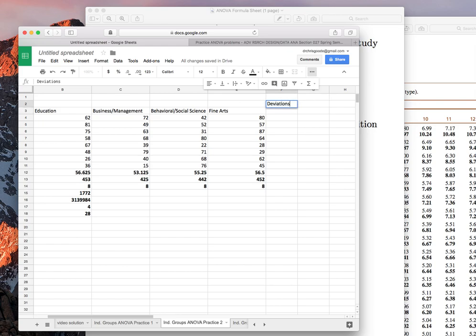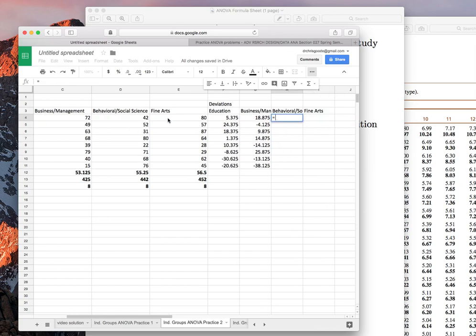We'll do deviations for all 4 of our groups, and that's just the score minus the mean for that group. But let's reference that mean all the way down and copy that. We're just going to do this for all 4 of our groups. So subtract for the business people, subtract their mean, and make sure that it stays the same mean as you go down the column. Alright, we'll paste those. Some deviations are positive, some are negative. That's why the mean's the mean.